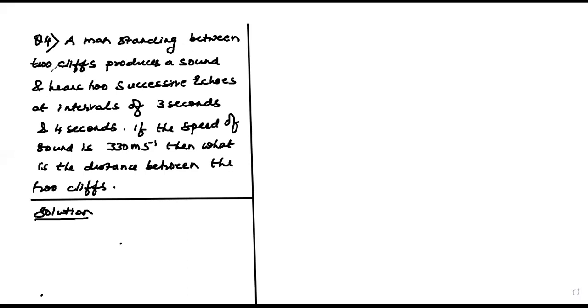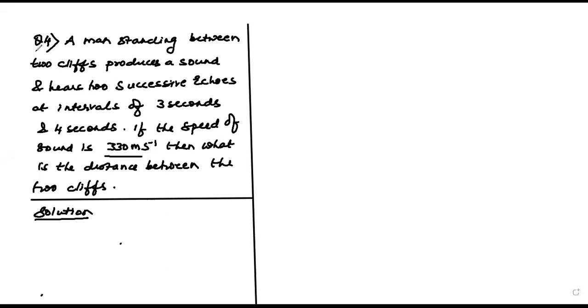A man is standing between two cliffs. Cliffs means small mountains, okay? A man is standing between two cliffs. He produces a sound and hears two successive echoes at an interval of 3 seconds and 4 seconds. That means he hears two echoes. If the speed of the sound is 330 meter per second, then what is the distance between the two cliffs?